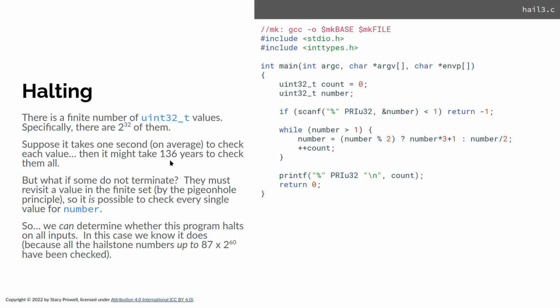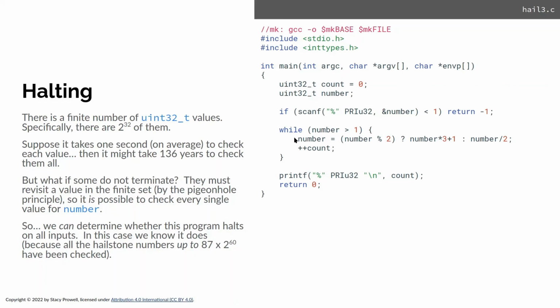What if some don't terminate? Well, they have to eventually revisit a number that's in this set, right? They are in this closed finite set of 2 to the 32, which is admittedly a lot, but still a finite number of values. So even if it takes hundreds of years to check them all, or thousands or millions or billions of years, it's still decidable. It's still a finite decision process.